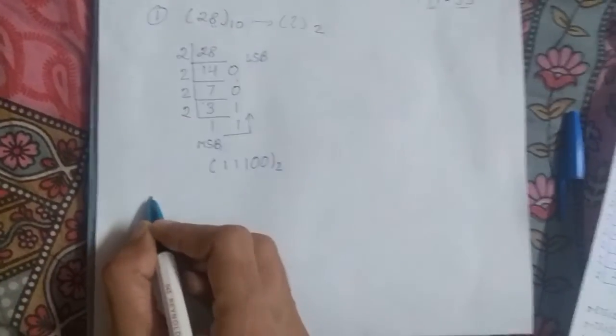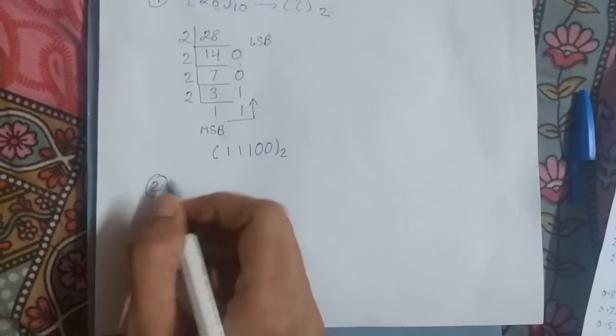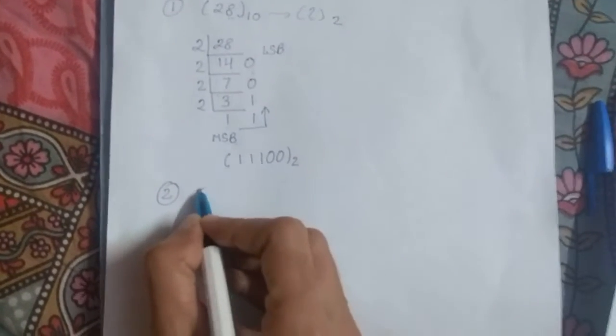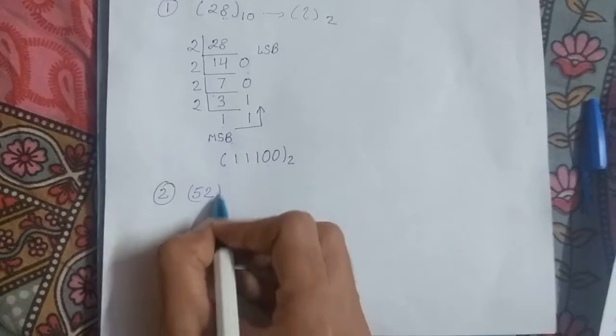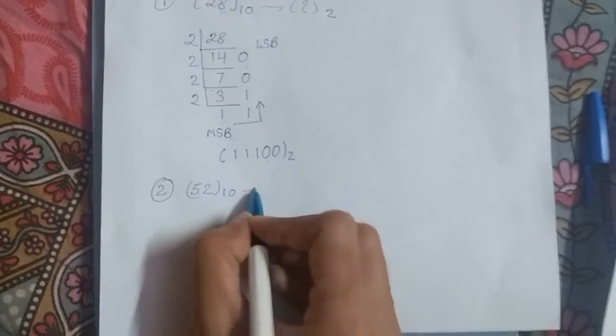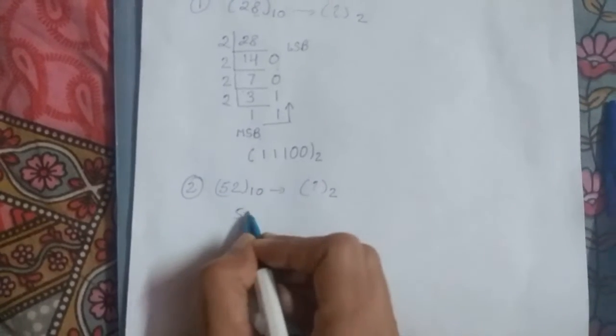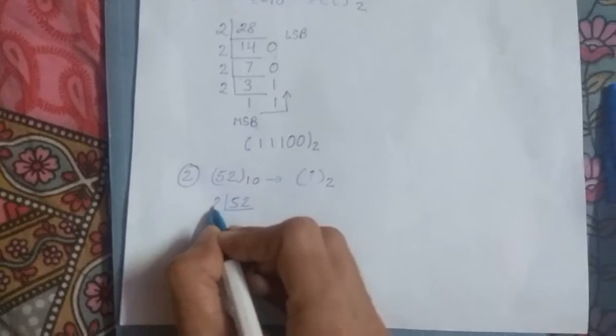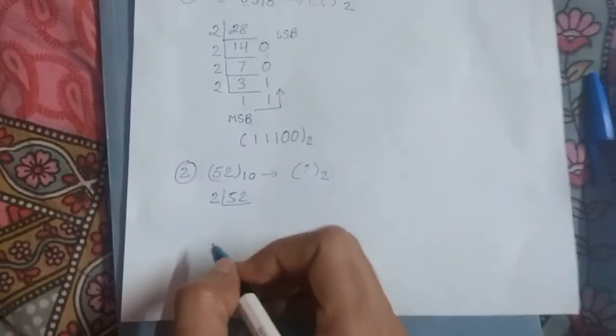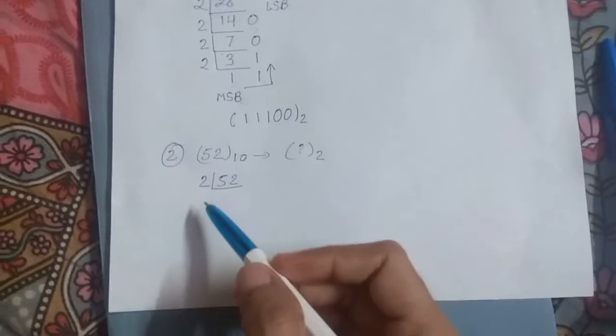Next one, second example. 52 base 10. We have to convert it in the form of binary. So what we do? We divide the 52 by 2. How long do we divide? Until the value becomes less than 2.